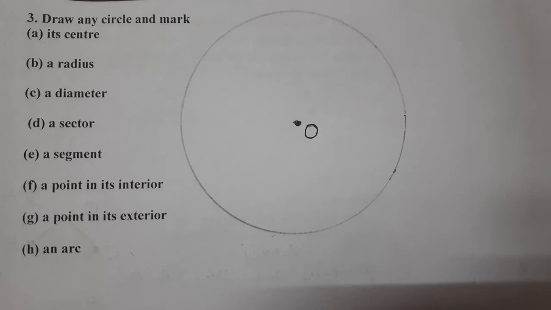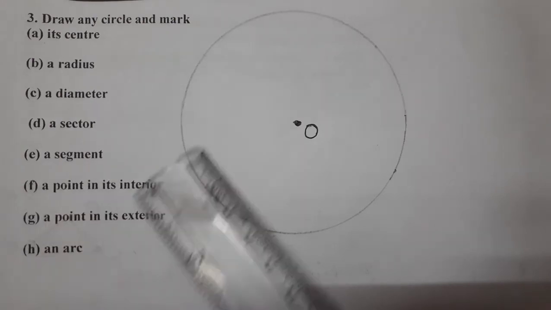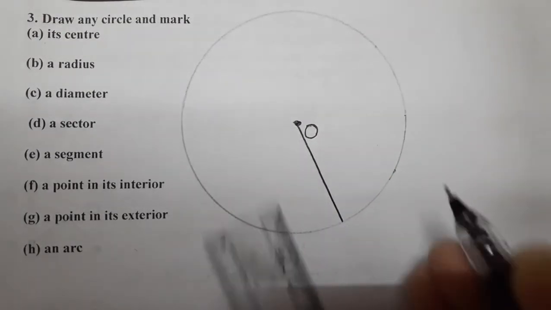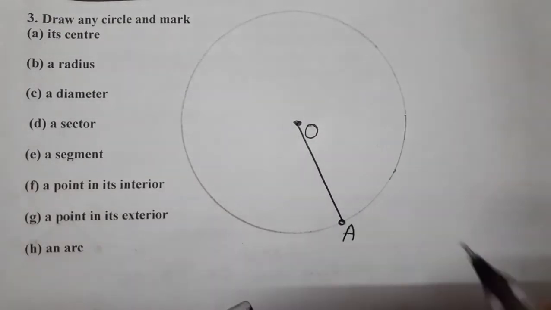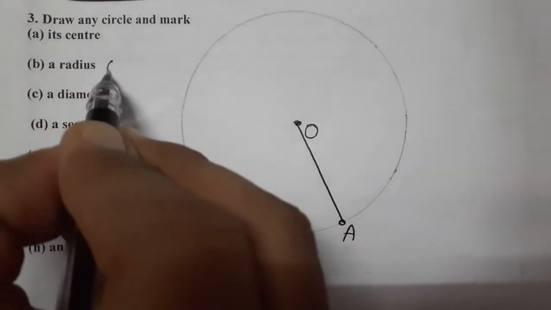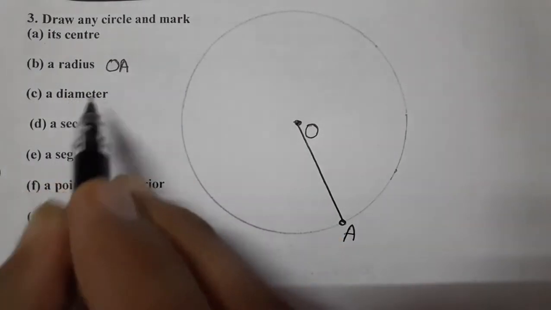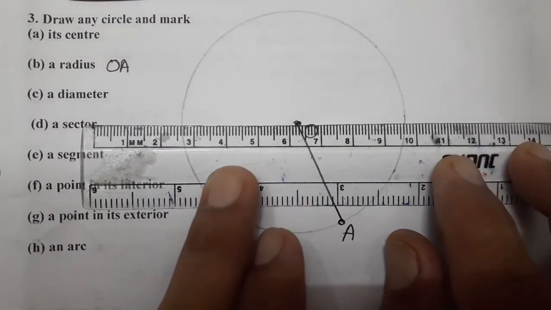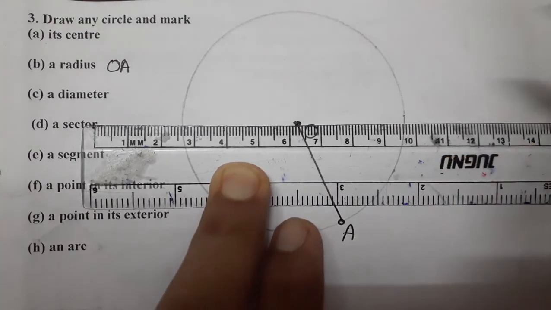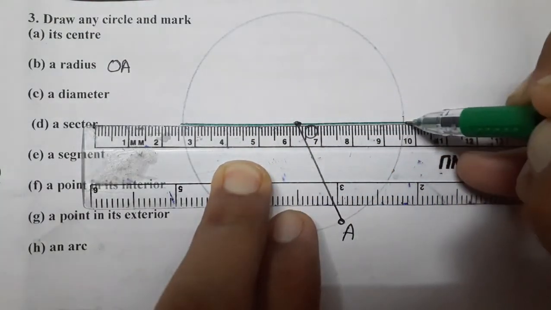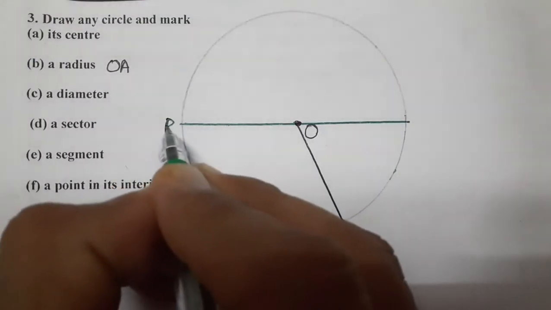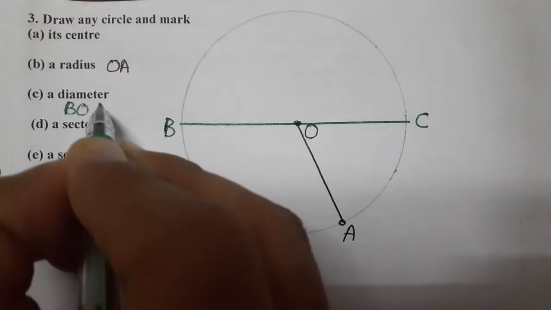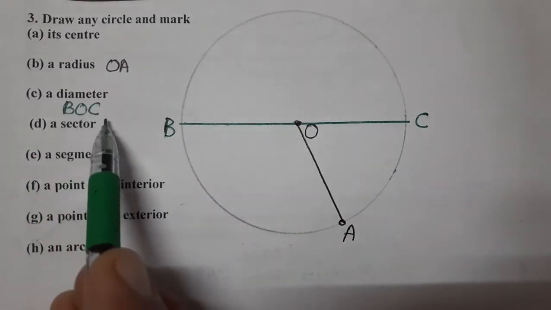Now first of all we have to write radius. So let's mark a radius. Only one radius we have to mark. So let's mark this as radius OA. So write also OA. Radius is OA. Diameter: a diameter is a line joining two points and passing through the center. So this is a diameter. Name it BC. So the diameter is BOC. We can write diameter.